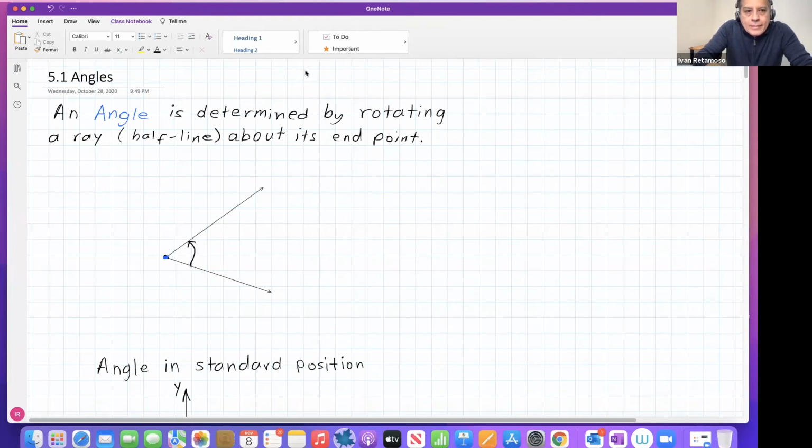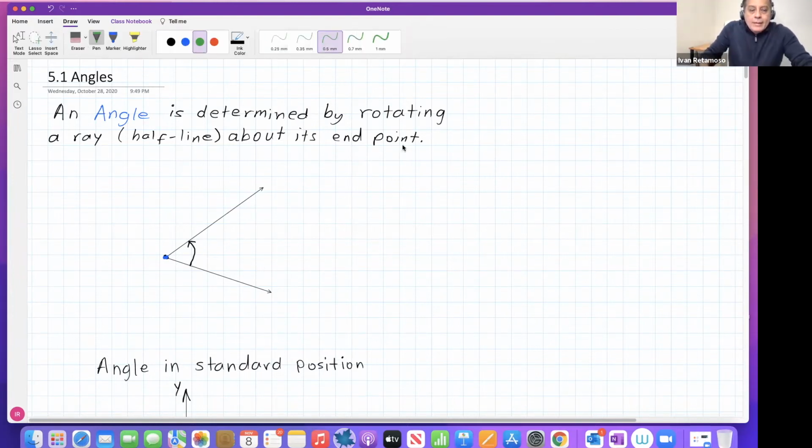5.1, it is related to angles. And it's the beginning of trigonometry, right? Because angles are considered the building blocks of trigonometry, right? So let's talk about this.